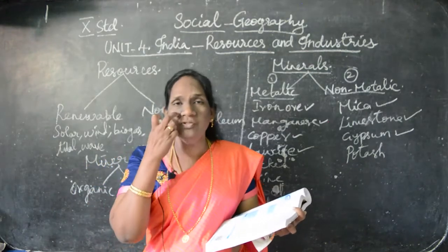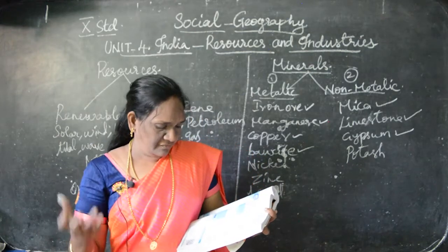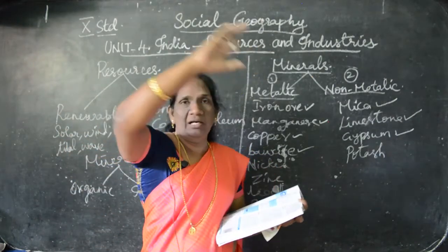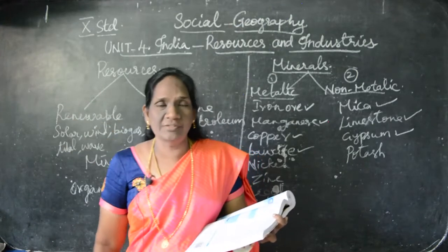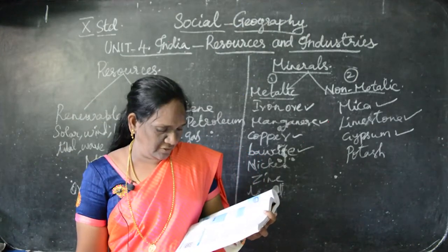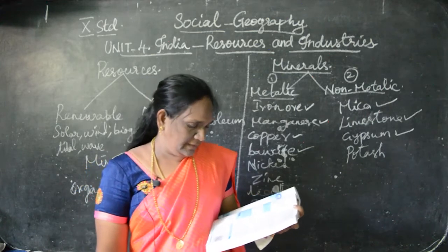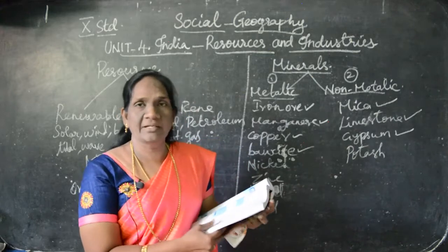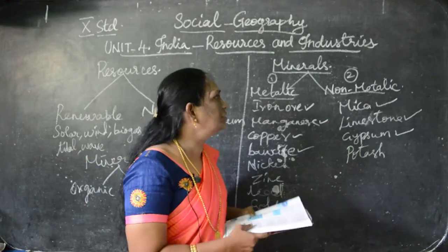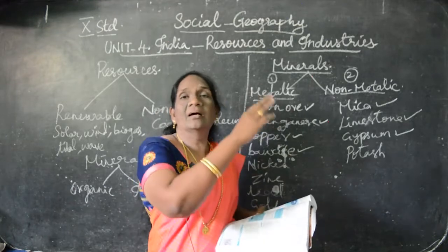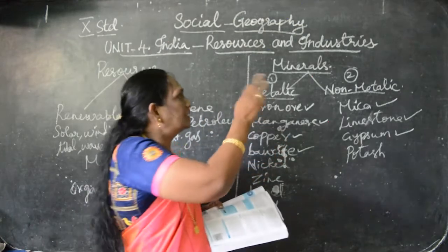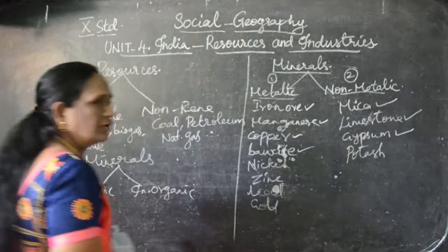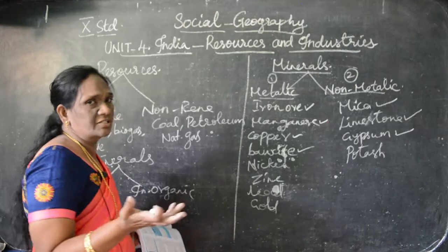And gypsum is also useful for the cement industry, fertilizer industry, wall board, plastic, and the wall finishing we do on walls. And if you ask where it is found in large quantities, Rajasthan, Tamil Nadu, Gujarat, Himachal Pradesh, Karnataka and Uttarakhand. These are all the minerals. There are two types, metallic mineral and non-metallic mineral. Now next we are going to see about the energy resources.